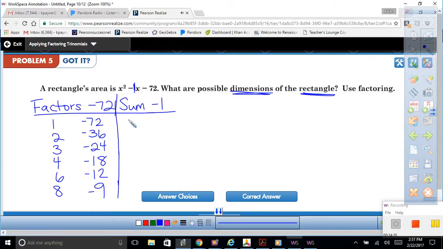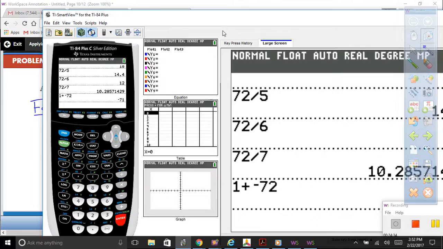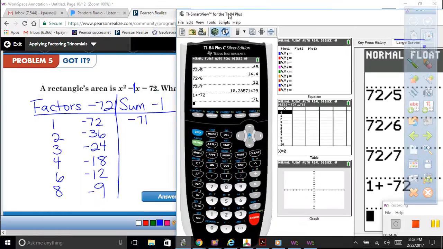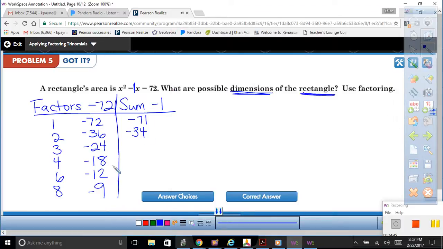So 1 plus negative 72 is negative 71. And again, if you struggle with this, put them in the calculator. What is 1 plus negative 72? It's negative 71, which is not the sum I'm looking for. I'm looking for a sum of negative 1. So then do 2 plus negative 36. Negative 34, not negative 1. 3 plus negative 24 is negative 21, not negative 1. 4 plus negative 18 is negative 14, not negative 1. 6 plus negative 12 is negative 6, not negative 1.